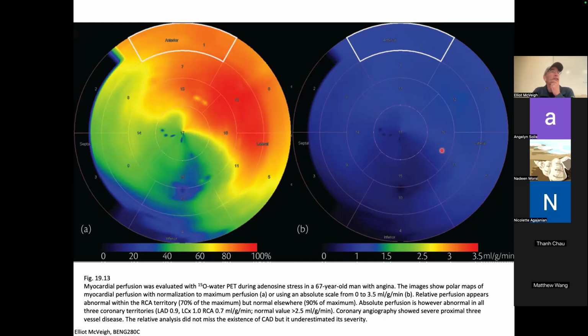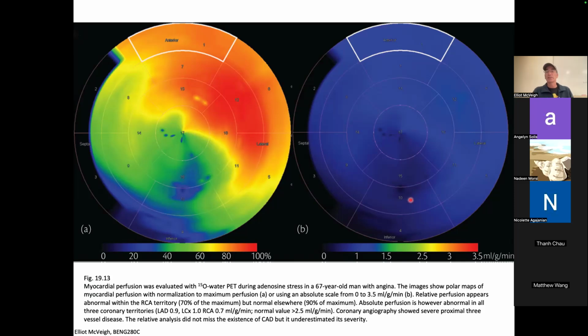But the really important thing about this patient is what? If we look at these flow levels here, right? Red would be 3.5 milliliters per gram per minute. So that's like a 50% stress or maybe 80% stress. Blue is 1 milliliter per gram per minute. And this patient is under stress. Normal heart, you go up to 5 milliliters per gram per minute under stress, right?